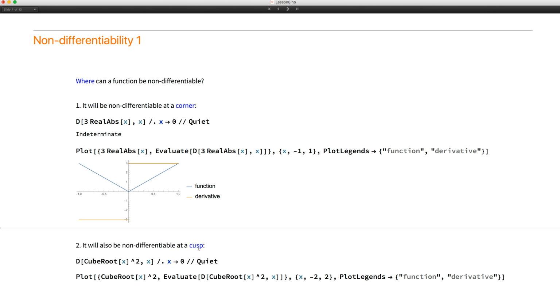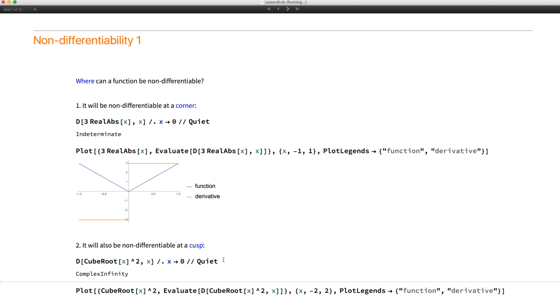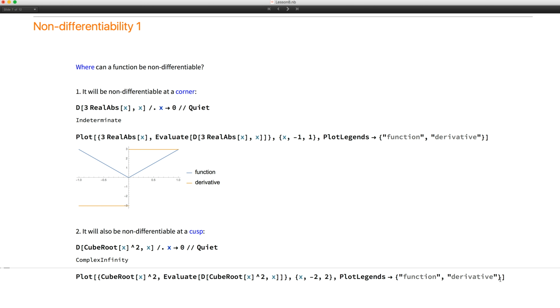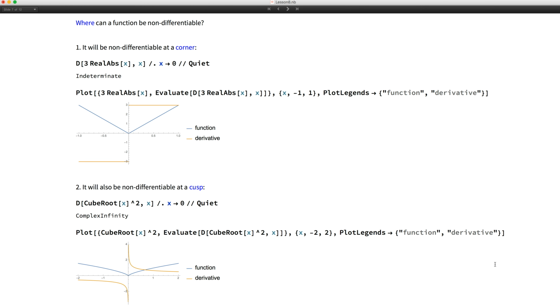Another thing that could go wrong is that you're at a cusp. So here's a cube root function, and at 0 again, there's a problem because you actually have a cusp. That's a cusp over there, a change in shape, and that's going to cause a problem for derivative. You can see derivative does not exist at 0.